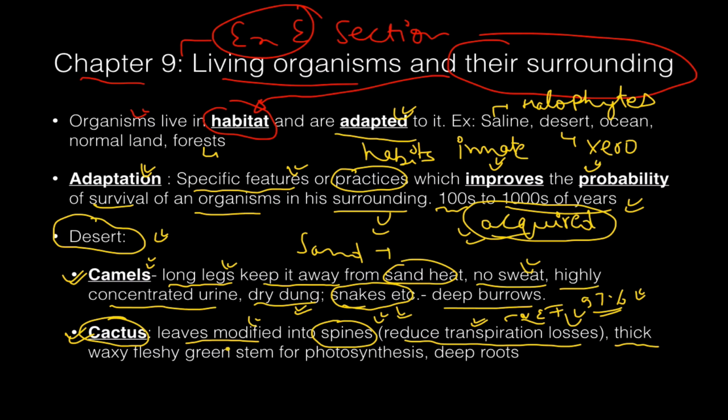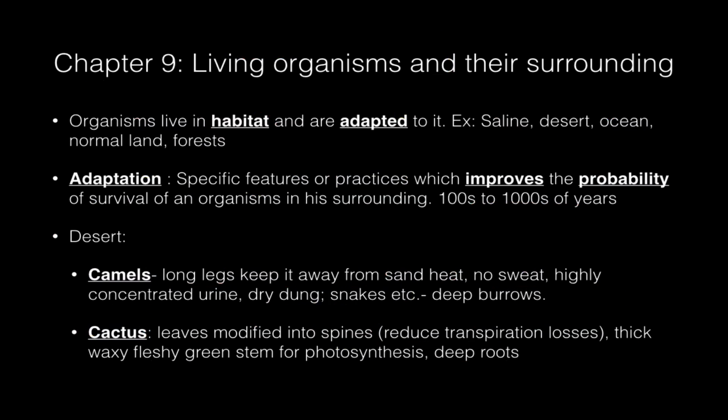Now the cactus also has a thick waxy covering over its leaves, and the stem is fleshy and green. Since the stem has a thick waxy covering, evaporation losses are almost zero. Since it's green, it has chlorophyll, which means it will produce food. That's how the plant will survive. So photosynthesis will occur in the cactus, and it has deep penetrating roots, meters and meters deep into the ground, so it can go very deep in search of water.